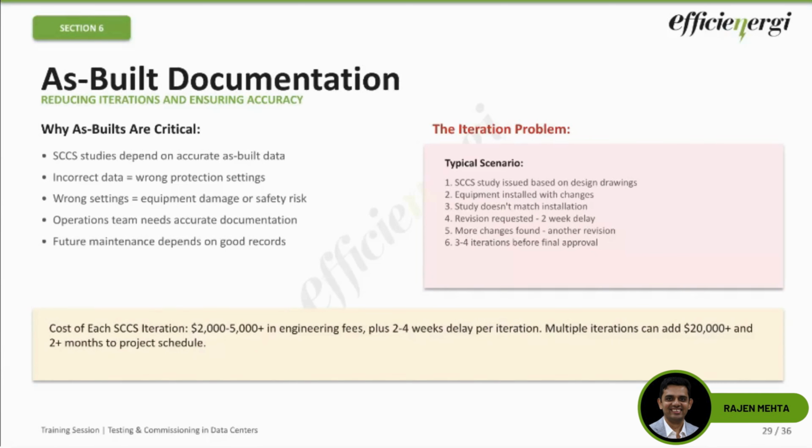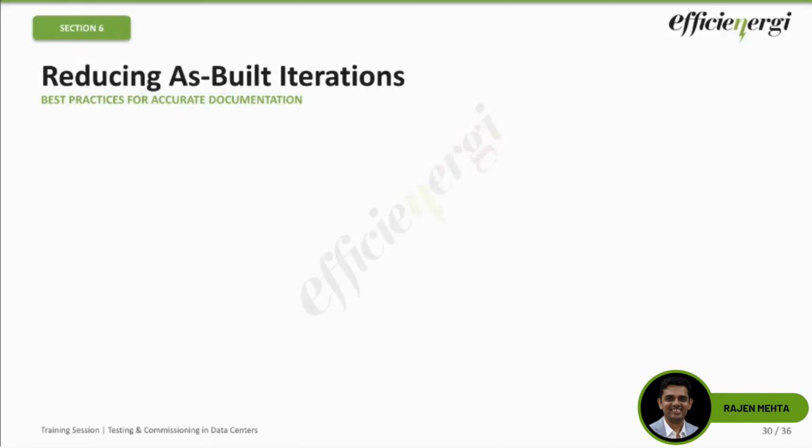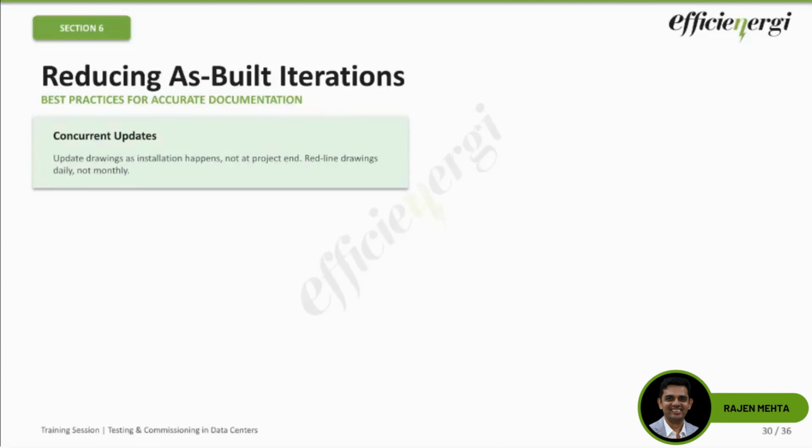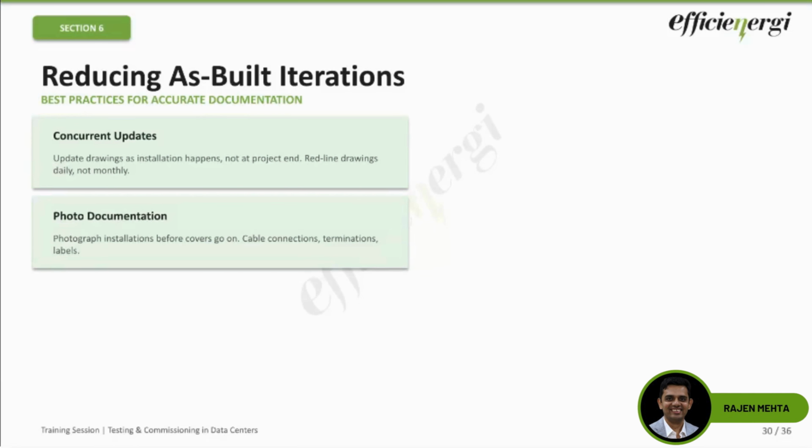Okay. So that's the message I wanted to give over here. To reduce as-built iterations, a best practice for accurate documentation is, one, do concurrent updates in parallel. Do not wait until the project ends to update the as-builts. I think it's already started. Single source of truth, right? One master drawing set, everyone looks at the same version.